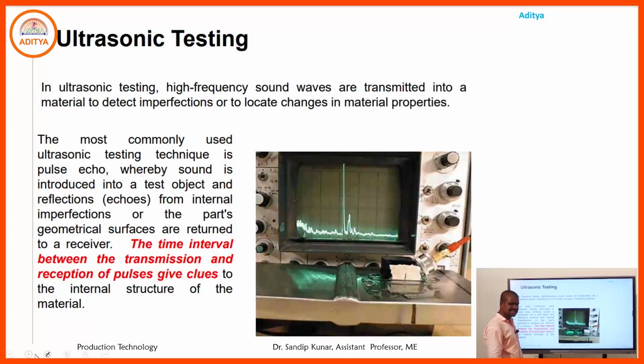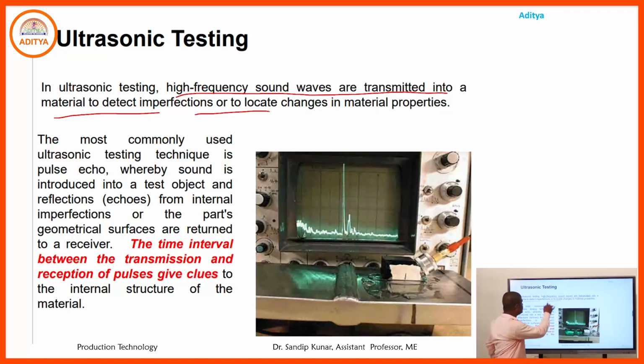Ultrasonic testing, eddy current testing, radiography testing, magnetic particle inspection are the methods. In ultrasonic testing, high frequency sound waves are transmitted into the material to detect imperfections and to locate changes in material properties. It means we can find whether any type of defects are present in that particular weld joint.